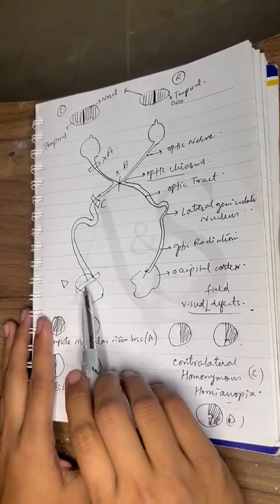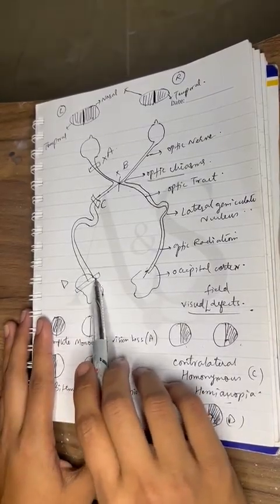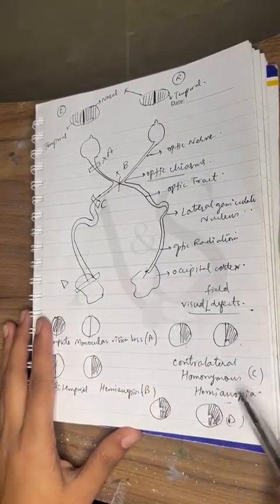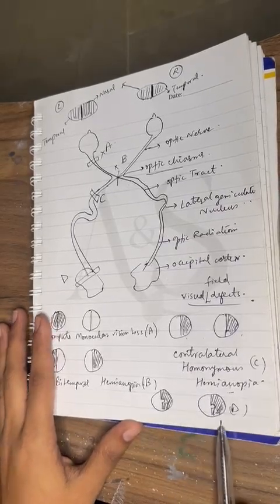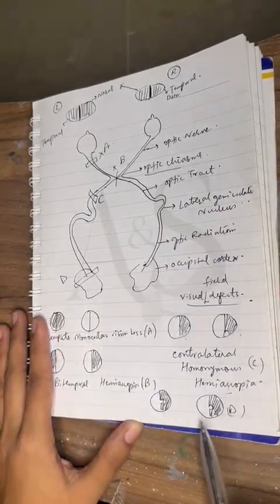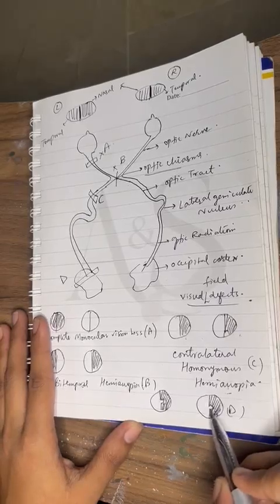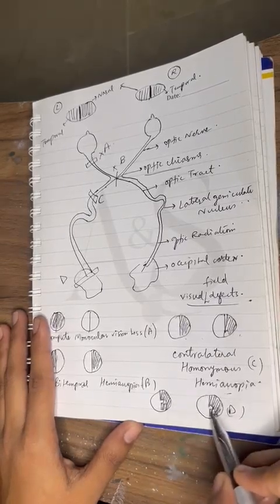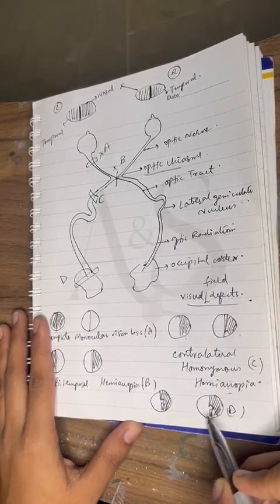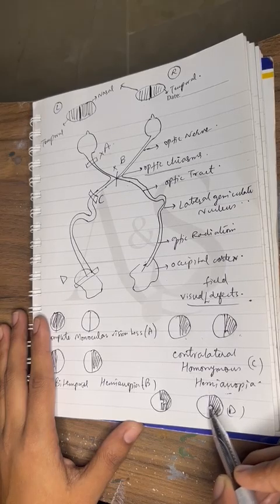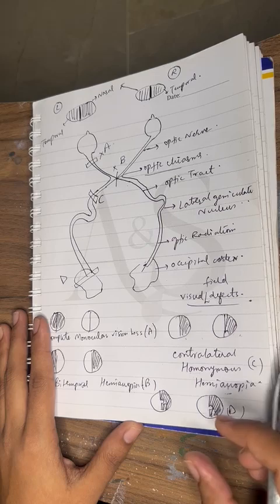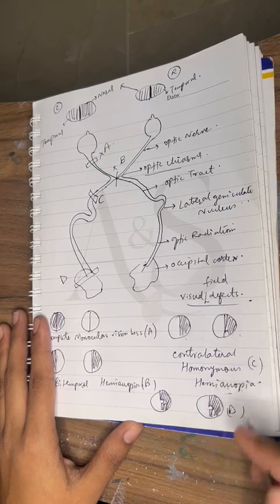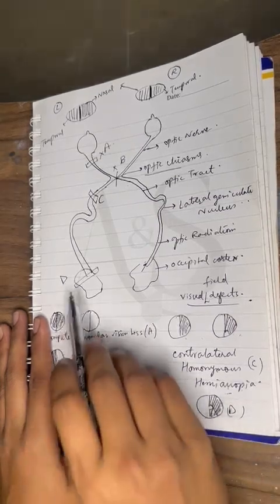Then what happens if the patient's pathway is damaged at the level of the occipital cortex? Then there will again be contralateral homonymous hemianopia at level D. But there's one more thing. You can see that the central part is not involved. This central part is called the macula. The macula is a tiny spot present in the center of the retina, but it is not affected at this level D.